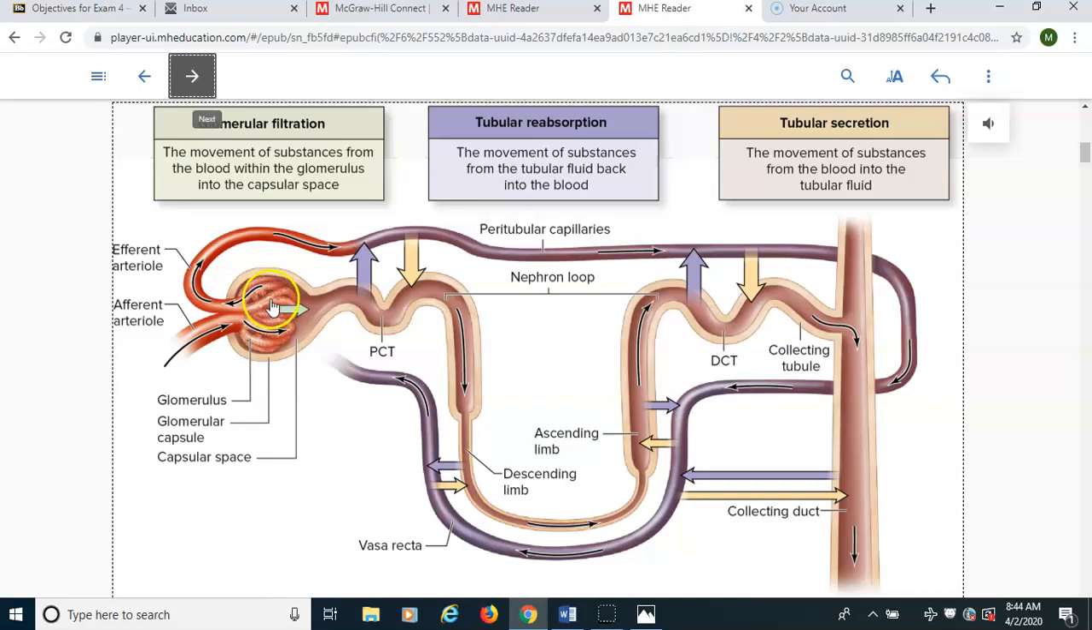And basically what's left in the blood is going to be all the cells, red blood cells, white blood cells, platelets, and then really large proteins. So that's what's going to stay in the blood, and then the rest is going to end up in the capsular space, become a filtrate, and then move on into the tubular fluid.